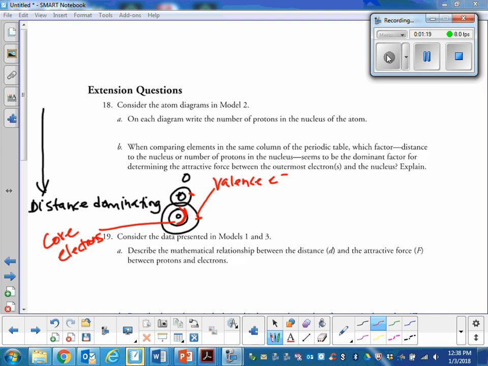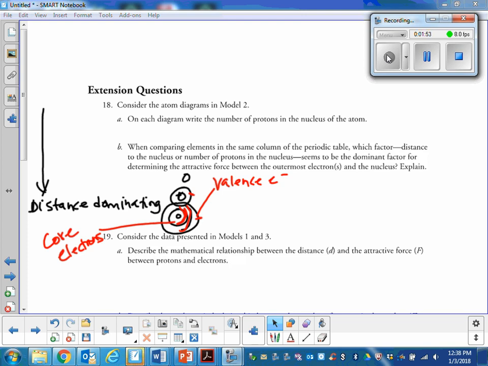If there's more than one ring, there's more than one set of core electrons. The more the number of rings, the more the number of core electrons. So in this case, let's say there's one more ring set. Each circle is a layer of core electrons. So when you go down a group, the number of core electrons increases, or in other words, the number of energy levels increases.